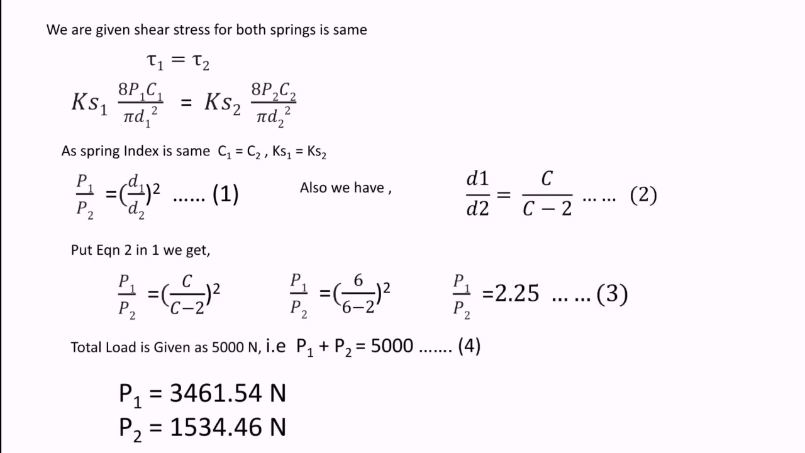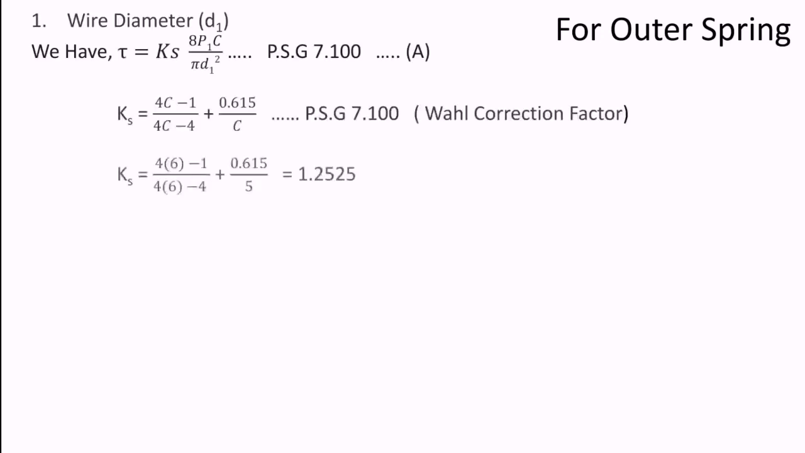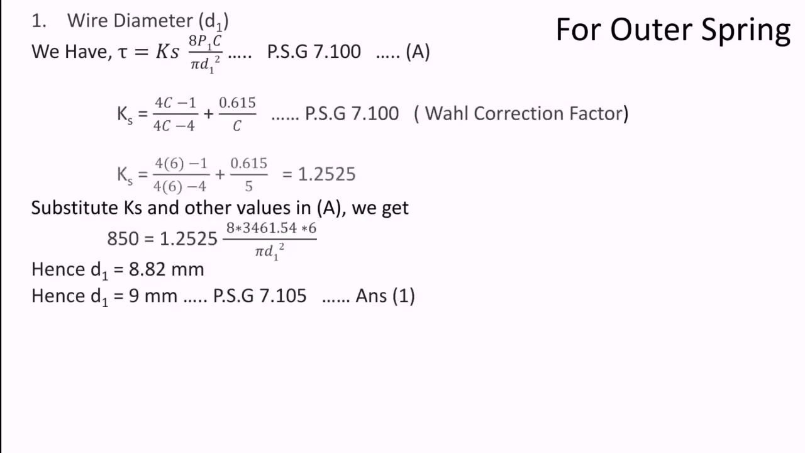Now as we got the values of P1 and P2, the next steps for designing the spring will be exactly the same. So starting with spring 1, that is the outer spring, we start with the wire diameter, for which we have the relation of tau from PSG 7.100. In this I require the value of Ks. On substituting the value of C as 6, I will get the value of Ks as 1.2525. Substituting the value of Ks and other values in equation A, I will get the value of d1 as 8.82 mm, which I will approximate as 9 mm from PSG 7.105.